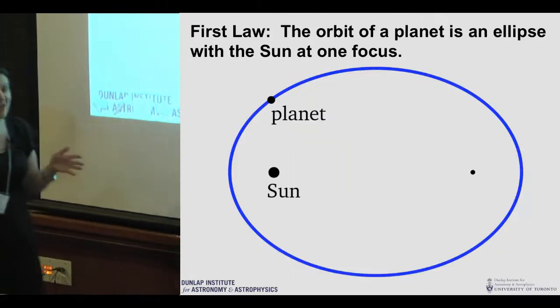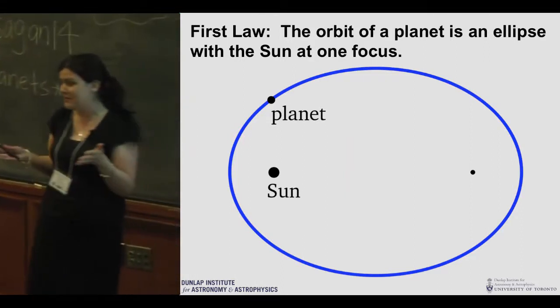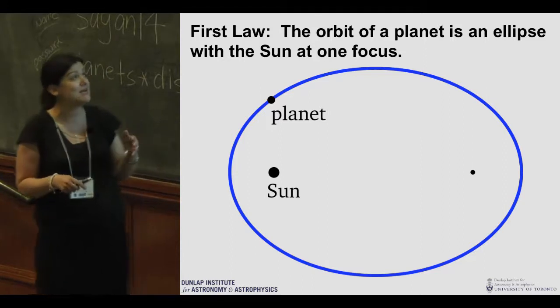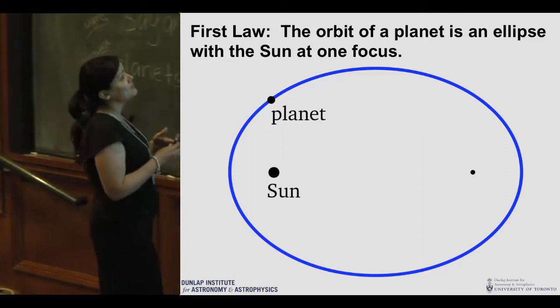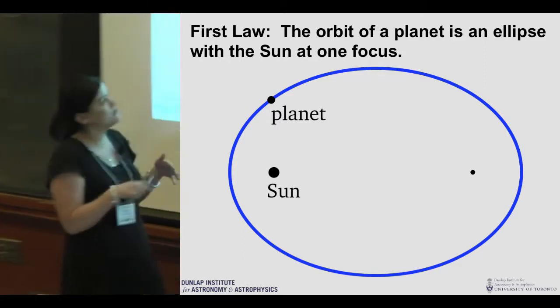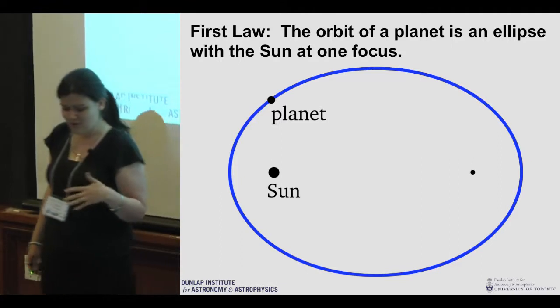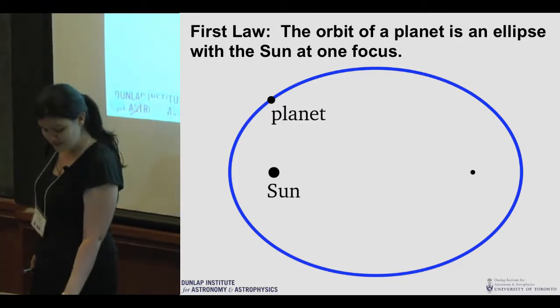So of course, the first law is that, he did this all in terms of the planets in our own solar system, so they're all related to the sun. The orbit of a planet is an ellipse with the sun at one focus. So here we have a beautiful ellipse. Here's our planet. And there's the sun. So he noted early on that orbits are not all circular. They're, in fact, elliptical.